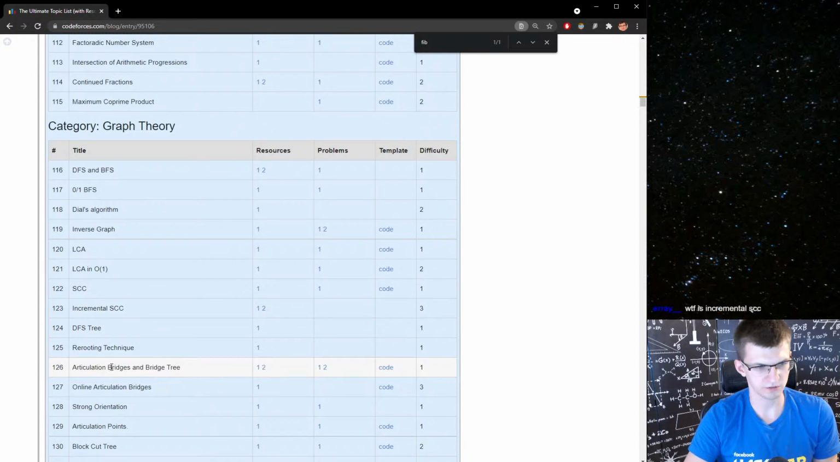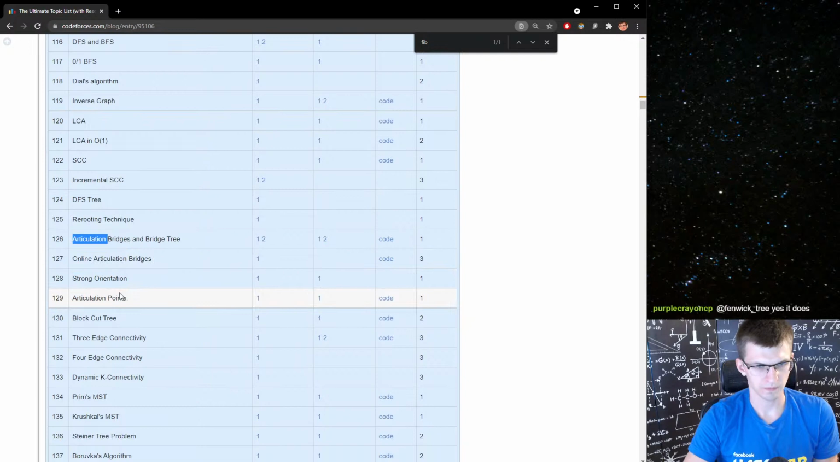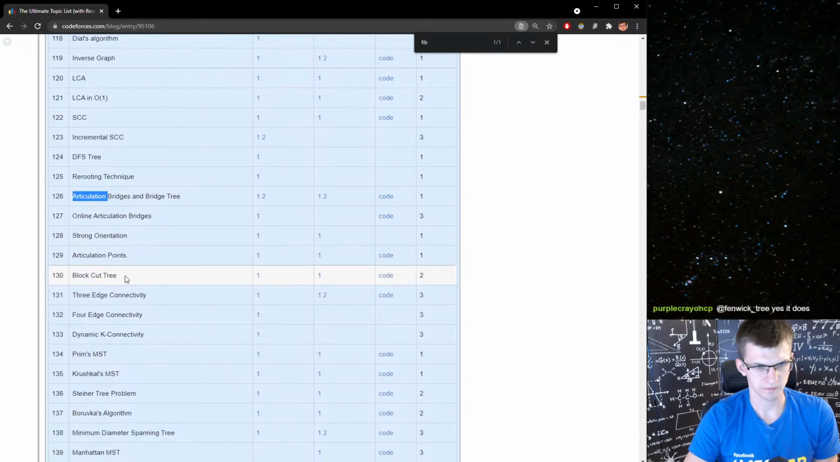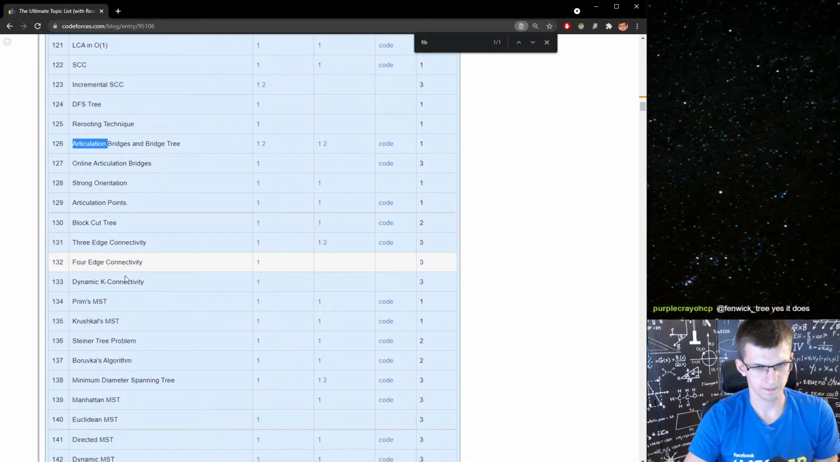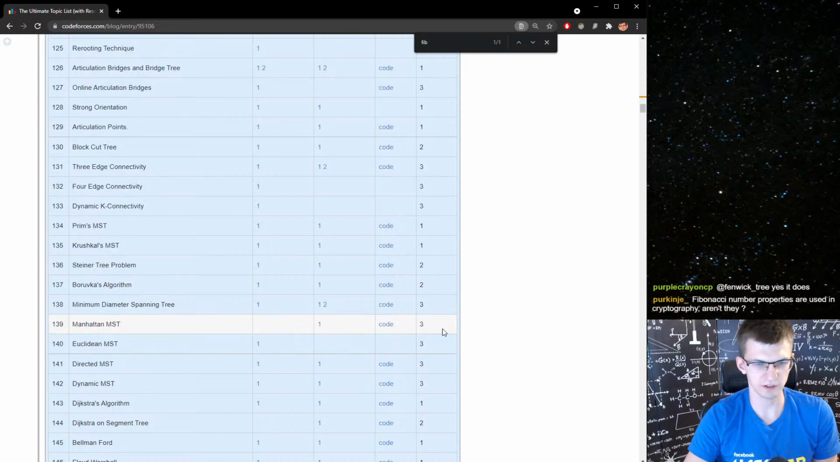Articulation, bridges, and bridge tree. Isn't that articulation points and bridges? Sounds like the same. I don't know if articulation bridges is something else from articulation points and bridges. I'm not good at graphs, so many of that I wouldn't know. Well, I know Manhattan MST, for example, even though it's third difficulty.